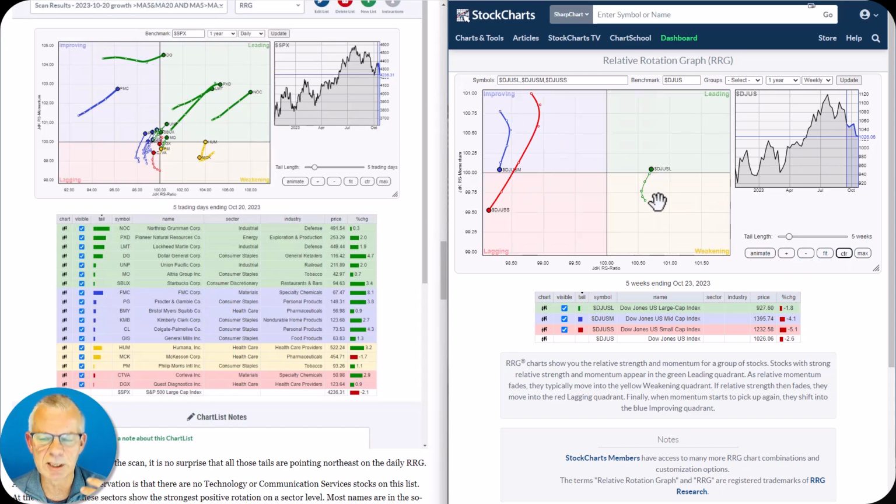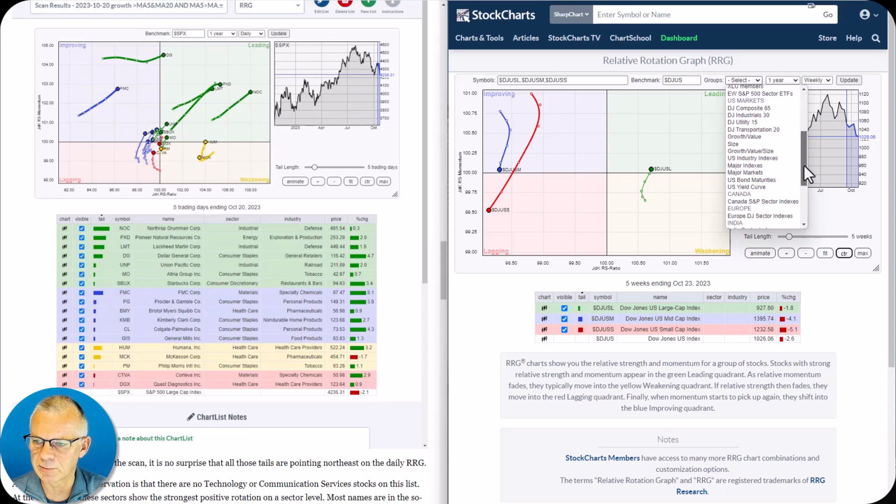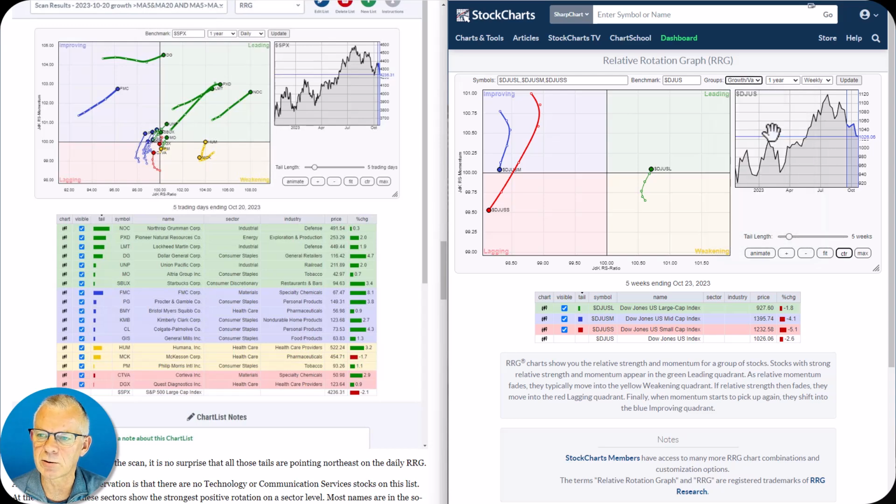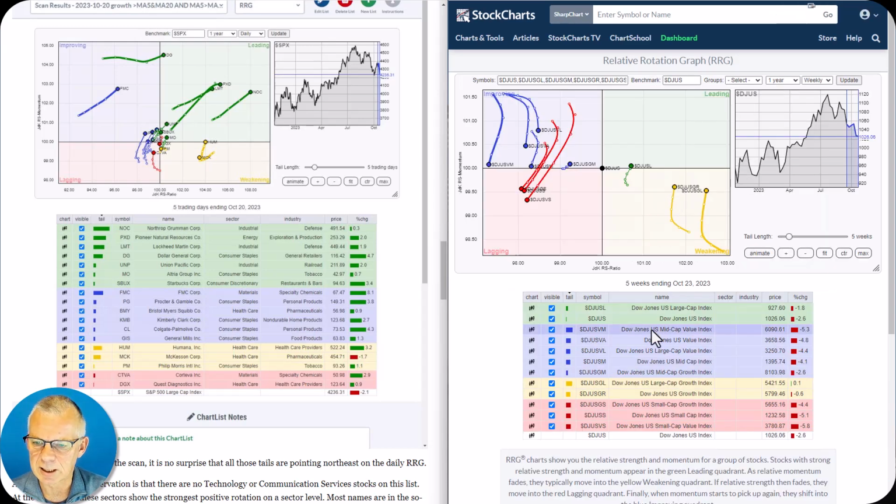So you can see how that rotation is still working out. And then there is the combination of those two, which is, where is it? Here, growth, value, and size. And I always take this one off because that's also my benchmark.